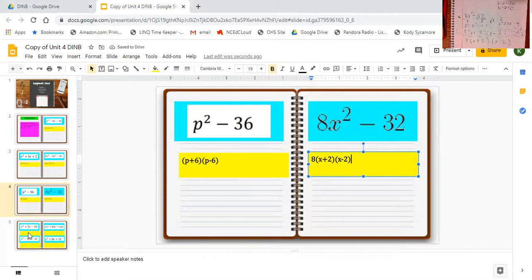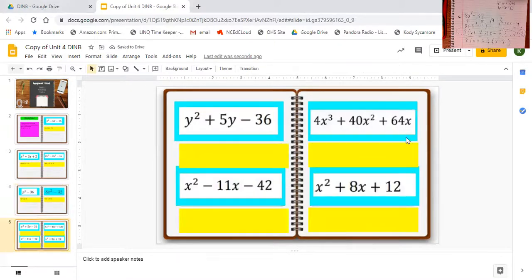All right, so these problems I would like for you to try and then check with my answers. I'll type them in a minute, and that way you can kind of know if you're on the right track with solving them. And then your assignment for factoring is on Delta Math.